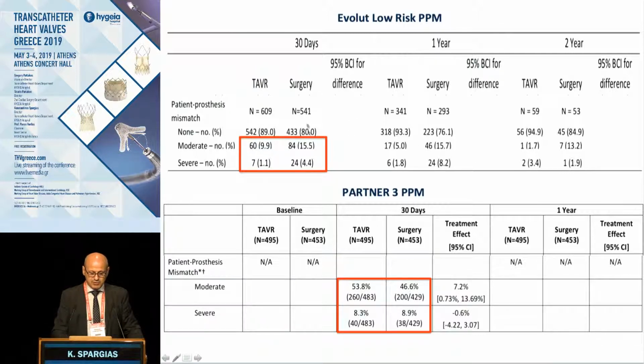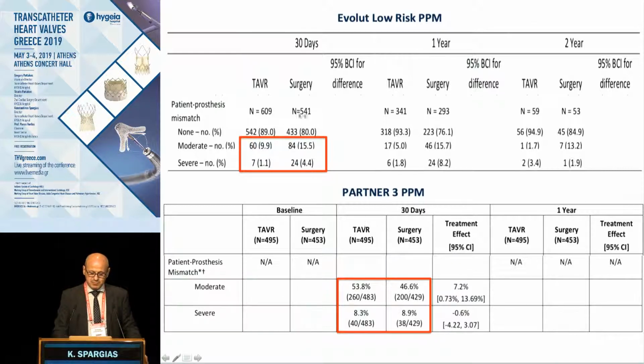trials. So in the Evolut Low Risk, if you go down here, you'll see in the TAVR group, the moderate PPM only 10% and severe 1%. And if you go in the Partner 3 study, you'll see moderate PPM in the TAVR group in 53% instead of 10%, and severe PPM in 8%. So this is a huge difference between these two devices in PPM incidence.